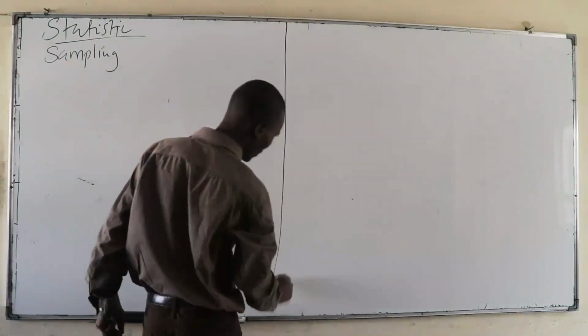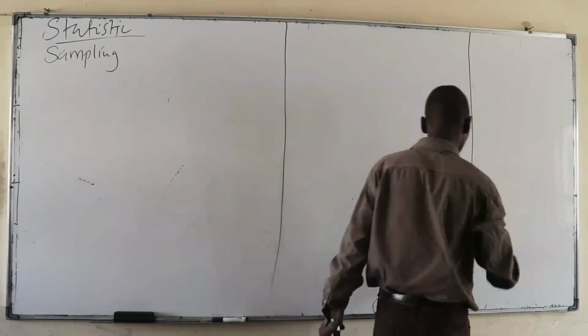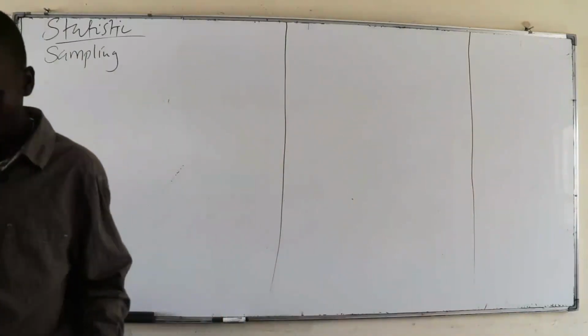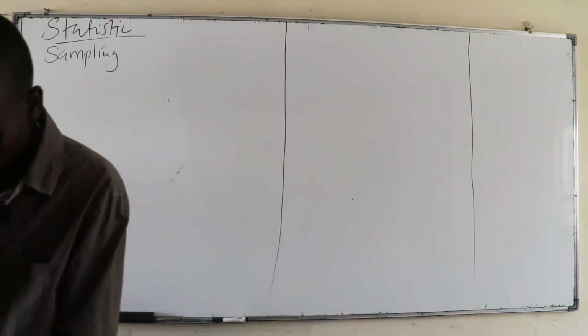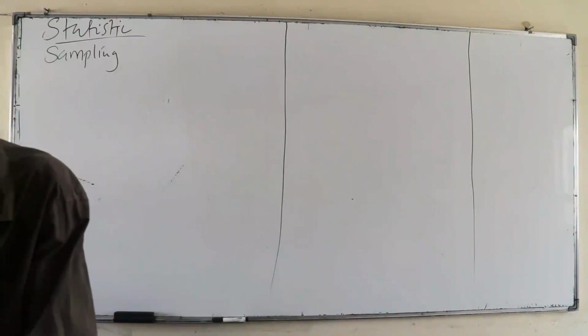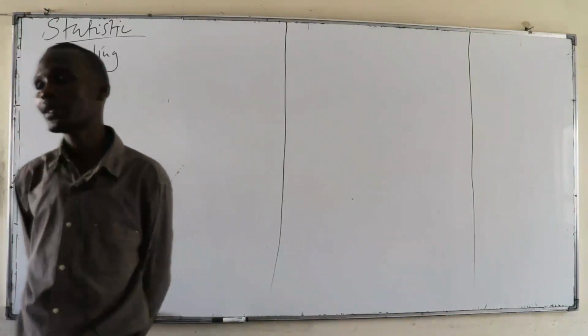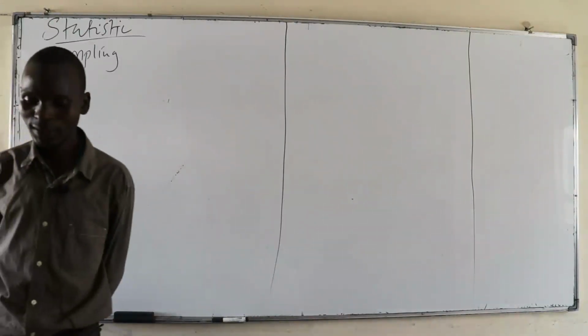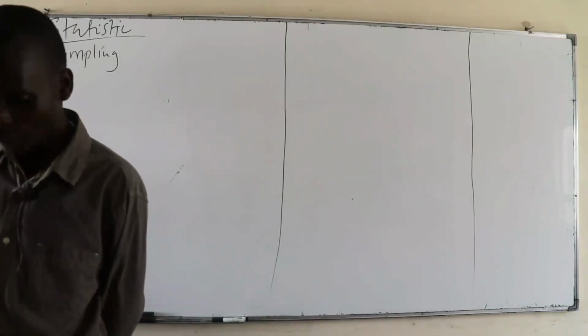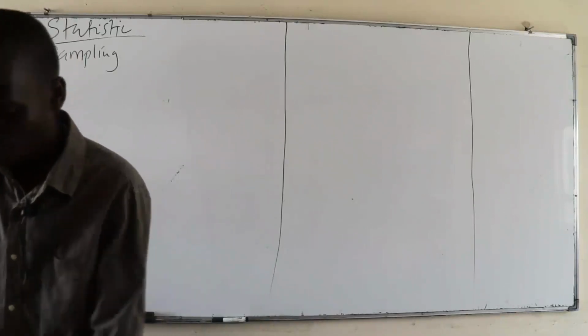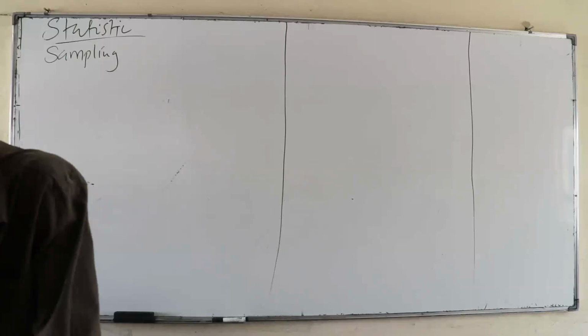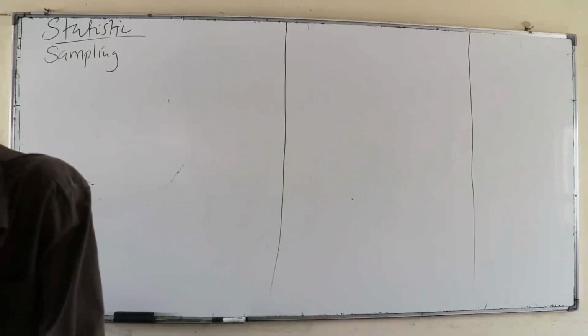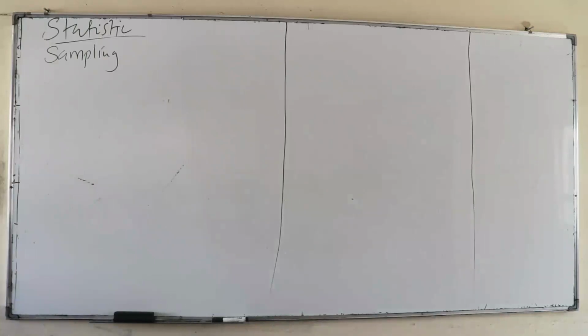So what did we define sampling as? Sampling is the process of examining a small portion of items from the target population.